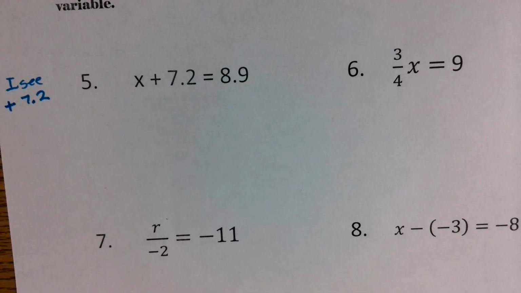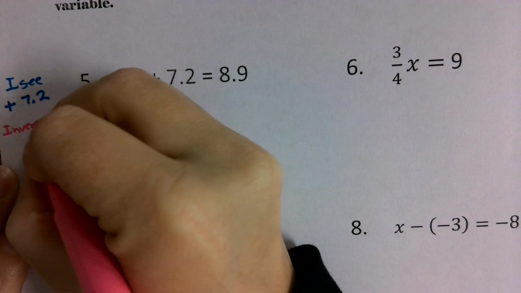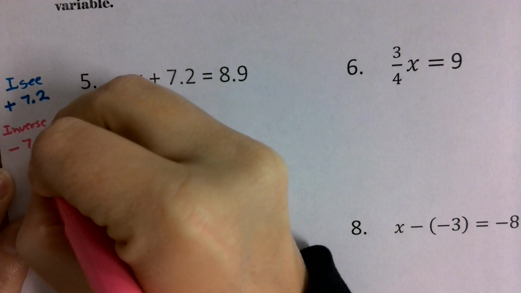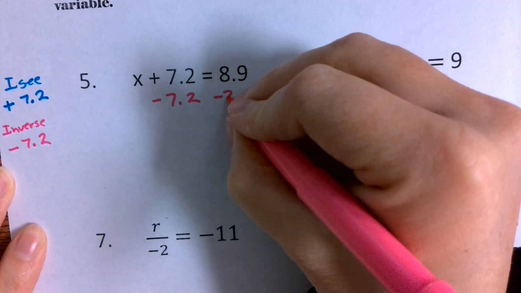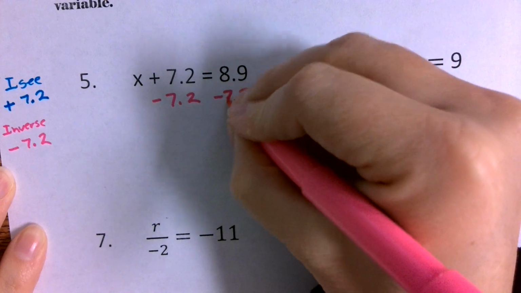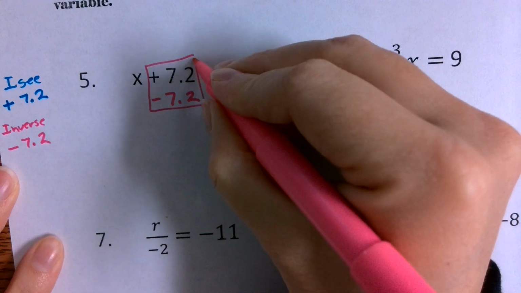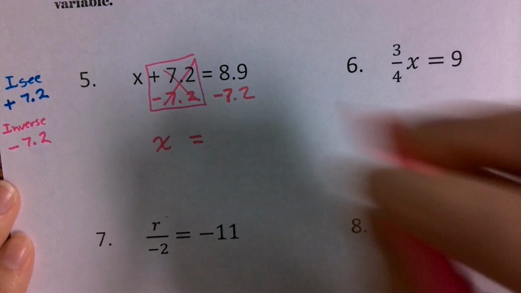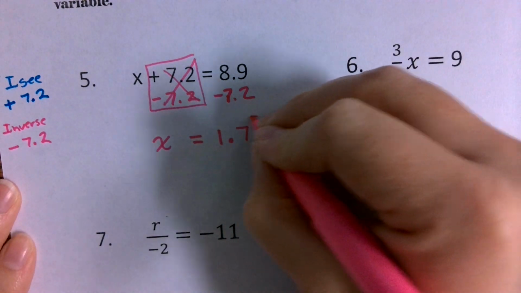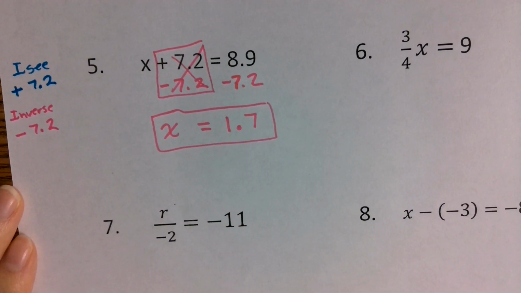So now I'm going to go ahead and do the inverse. What is the inverse of adding 7.2? Subtraction. So we're going to subtract 7.2 from both sides. By doing so, we now have x by itself because we can cross this off. It's all gone. We're going to get x is equal to 1.7. And there's our final answer. x is equal to 1.7.